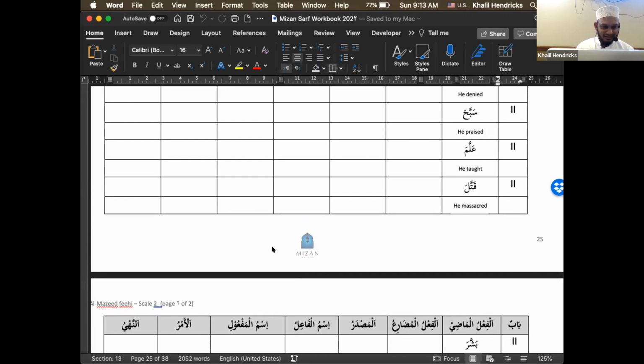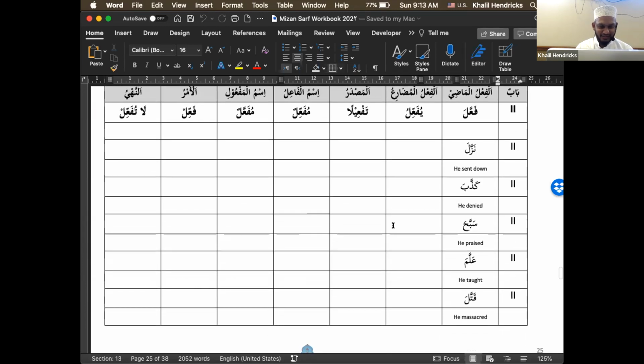We can't go from memory. Okay, from the page, bismillah. Fa'ala yufa'ilu yaf'iluna taf'ilan, yaf'ilan yufa'ilun yufa'alun, fa'il la tufa'ilu.